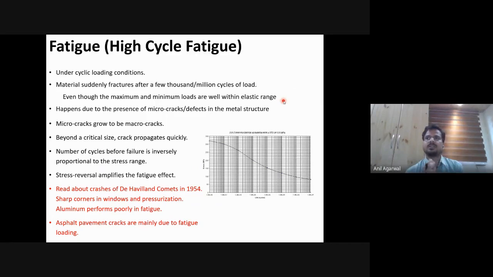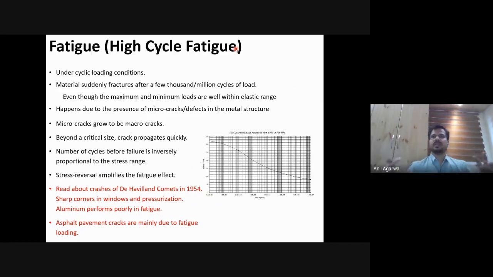High cycle fatigue basically means that a material may rupture under a very large number of cycles, so a few thousands or a few million cycles. This kind of high cycle fatigue behavior is often observed when you subject a metal, especially metal and other materials too, to a large number of cyclic loading conditions. So for example, one common example is the axle of a wheel.